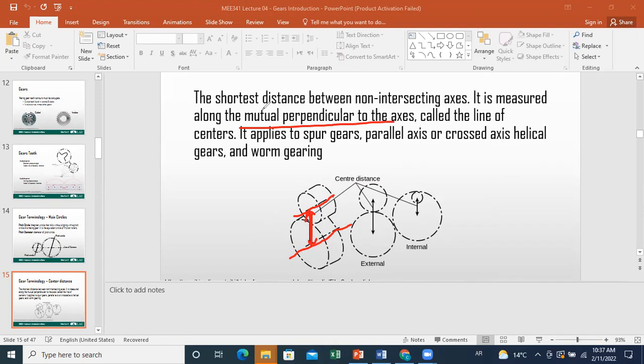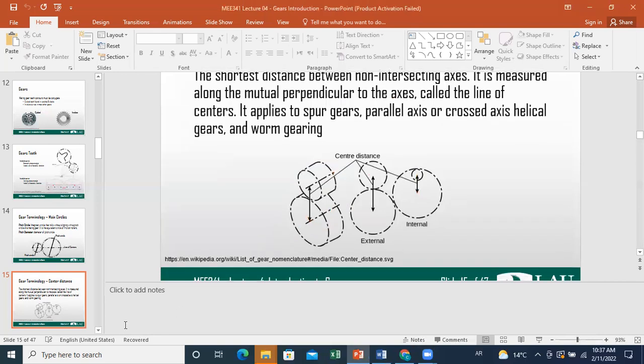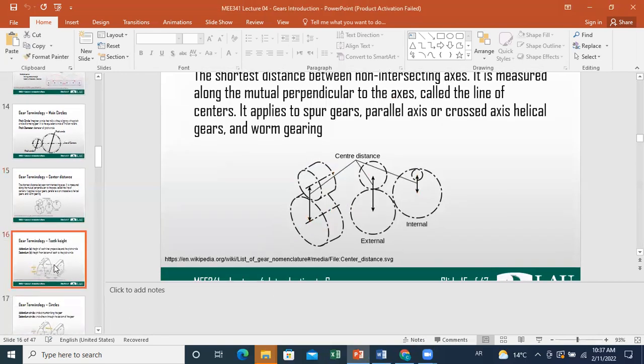This distance, or line of centers, can be measured in spur gears, parallel axis or crossed axis helical gears, and also in worm gears. And of course, if you have external gears, it will be equal to the summation of these two distances, while in internal gears, it will be equal to the difference between this distance and this one. We will see after all the formulas that will be used. They are simple formulas.